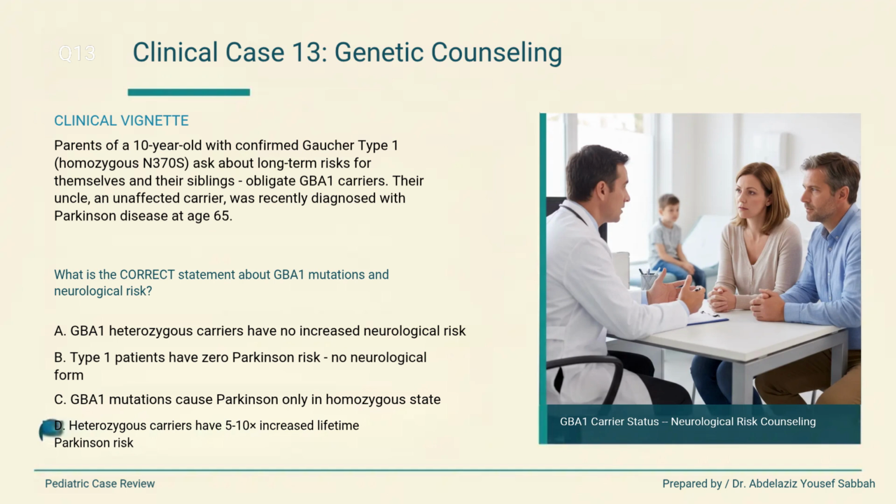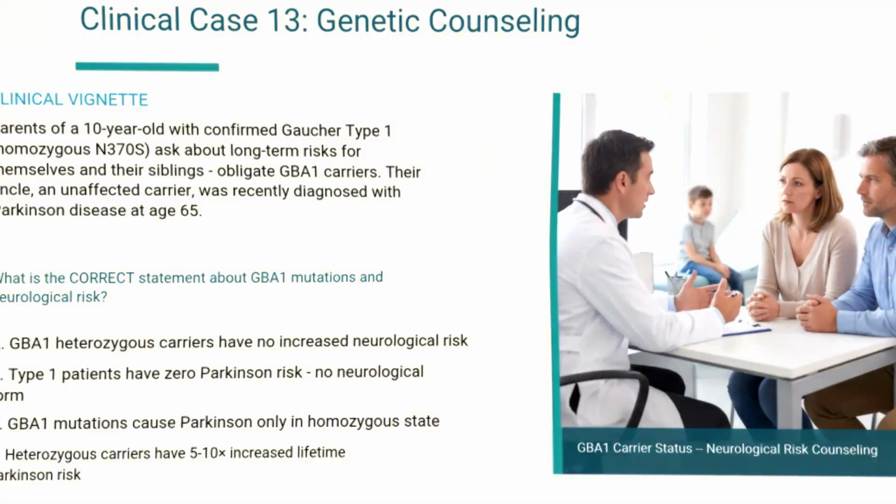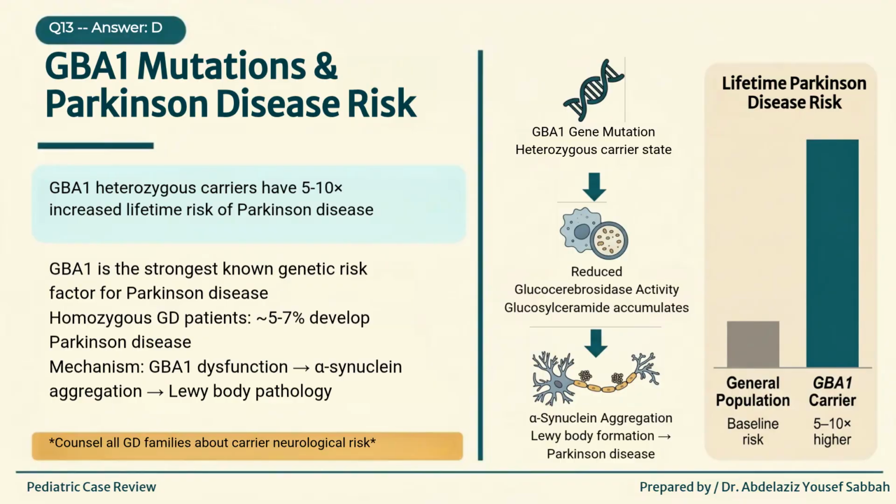Option A, GBA1 heterozygous carriers have no increased neurological risk. Option B, type 1 patients have zero Parkinson risk with no neurological form. Option C, GBA1 mutations cause Parkinson only in the homozygous state. Option D, heterozygous carriers have a 5 to 10 times increased lifetime Parkinson risk. The correct answer is option D.